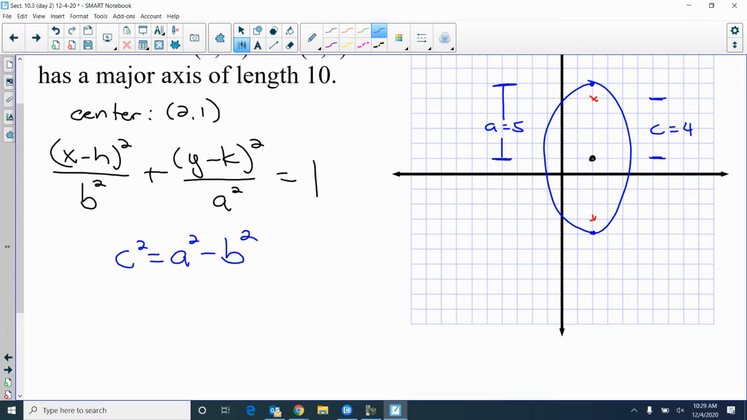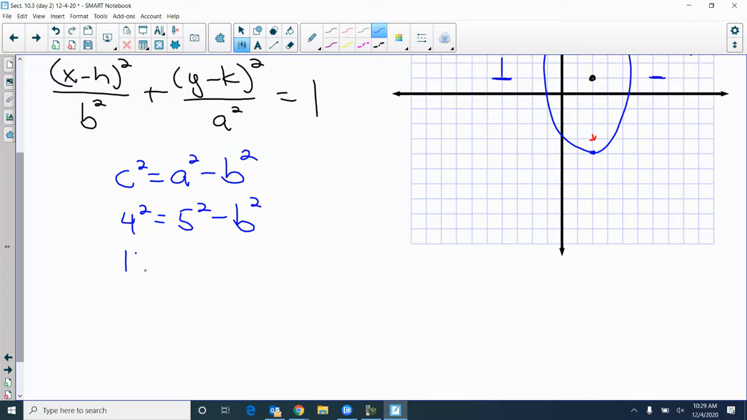Now plug those in to figure out what your b value is. So c squared, which is 4 squared, equals 5 squared minus b squared. So 16 equals 25 minus b squared. If I add b squared over here and subtract 16, however you get there, b squared equals 9. b is the square root of that. Technically, we don't need to find b for this one, I just need b squared, but it would be 3.